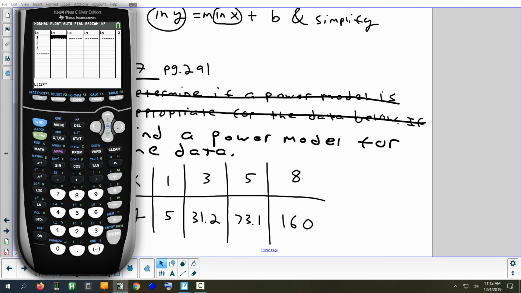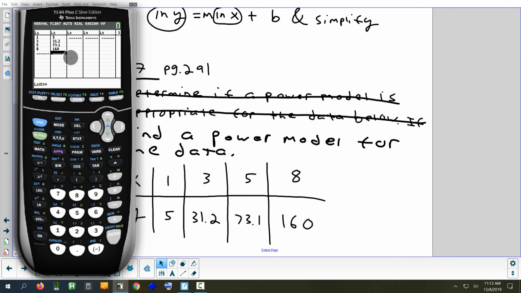Now, you're going to press the right arrow and put the Y's in L2. So 5, 31.2, 73.1, and 160. It is important that you have the same number of X values and Y values. If you don't, it's like writing a coordinate and leaving a number off. You can't. You've got to have an X and a Y for each row.